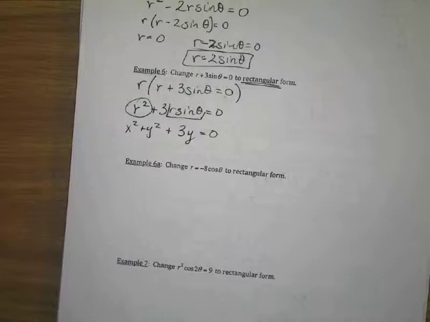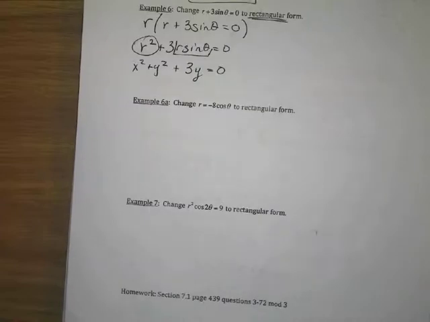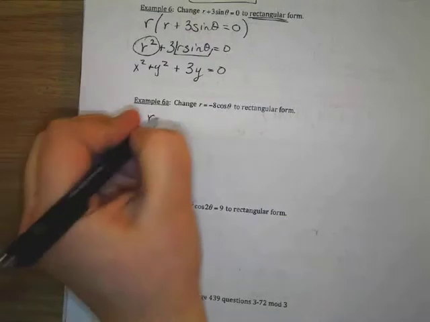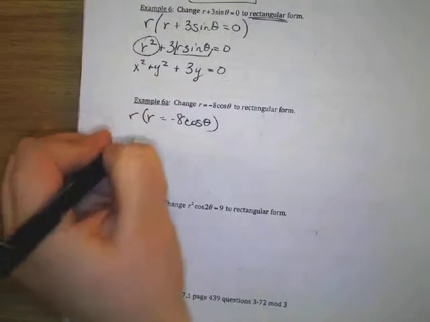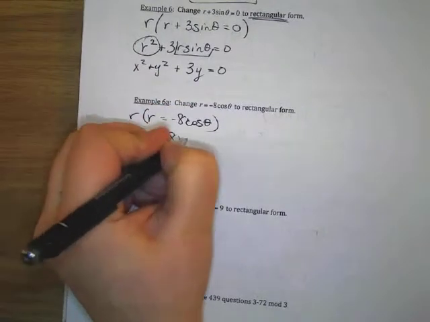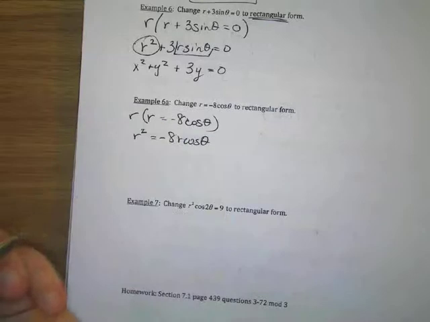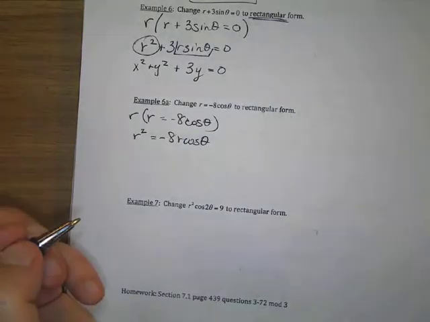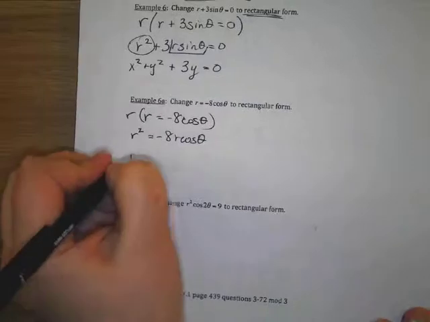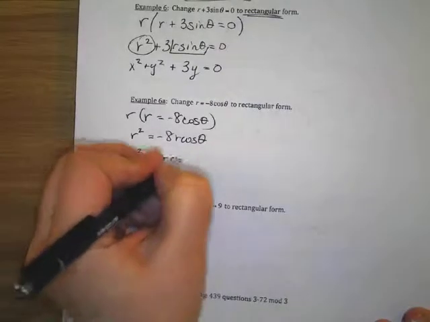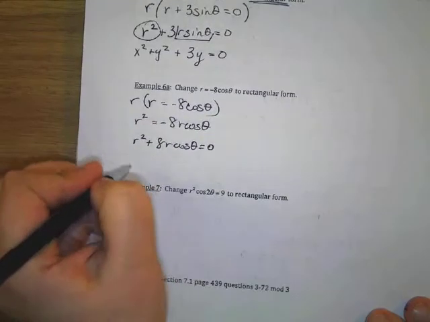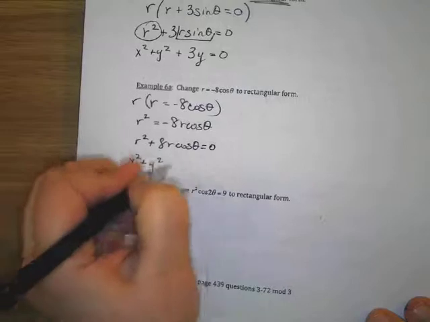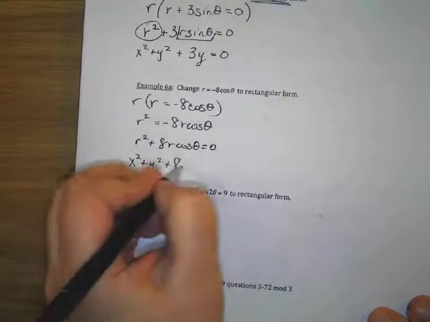No. So, example 6A is the exact same thing. So what are you going to do to both sides? Multiply by r. So you'd have r squared equals negative 8r cosine theta. I do want everything on one side. We want it to equal 0. So add the 8r cosine theta over. And then replace. So instead of r squared, what are you going to replace it with? X squared plus y squared, plus 8. Instead of r cosine theta, x.